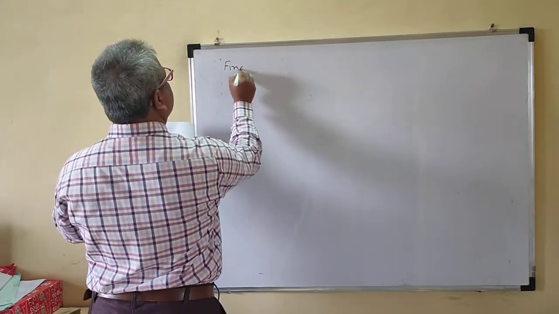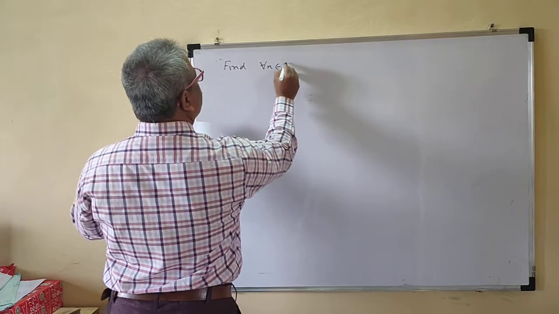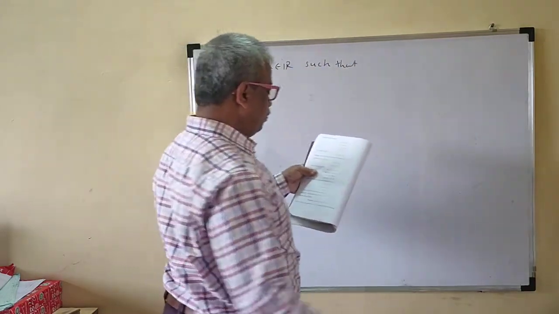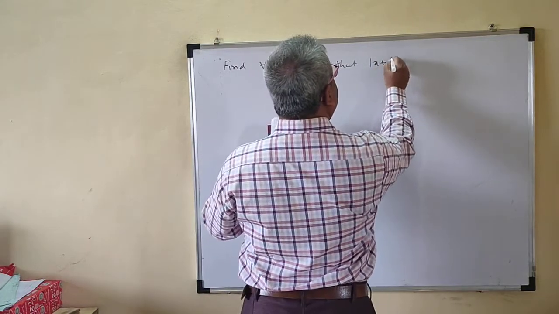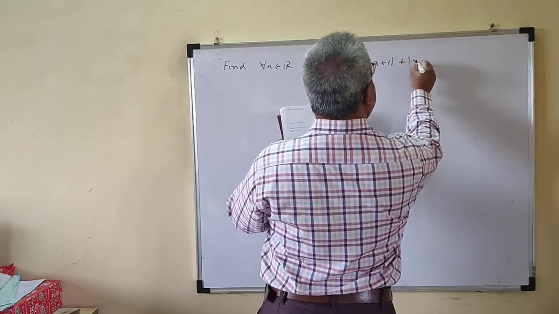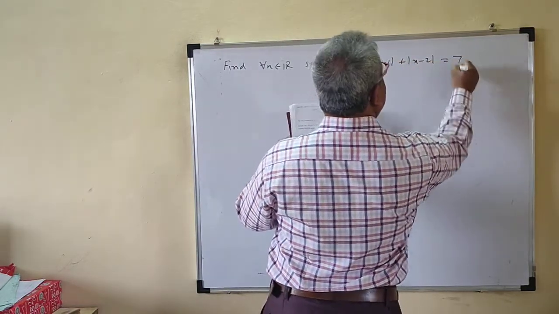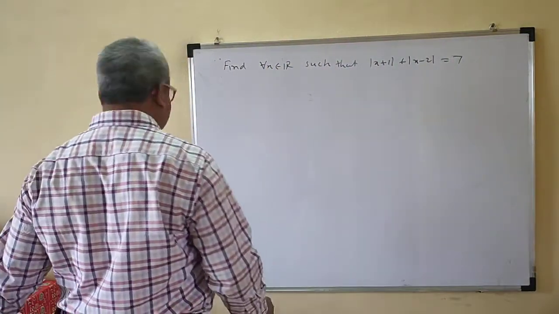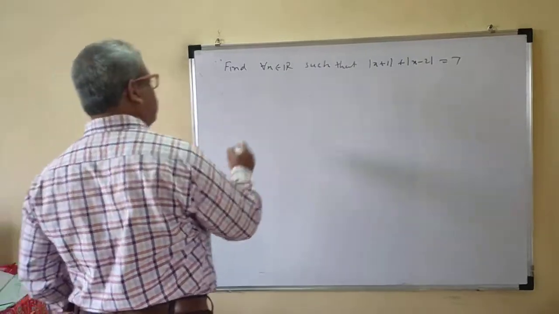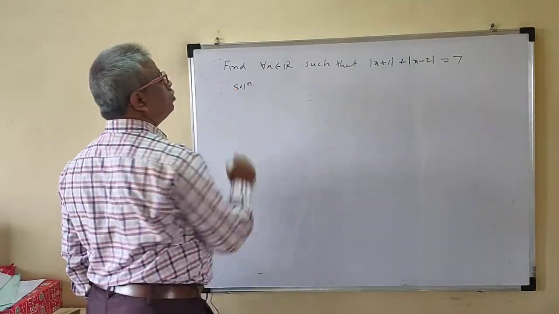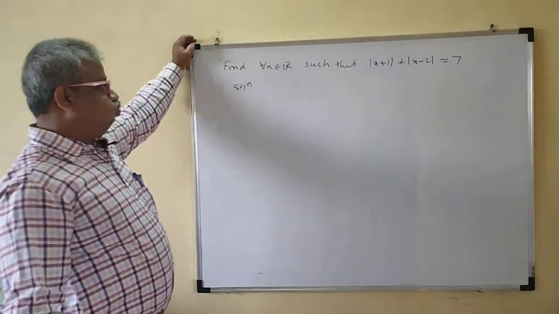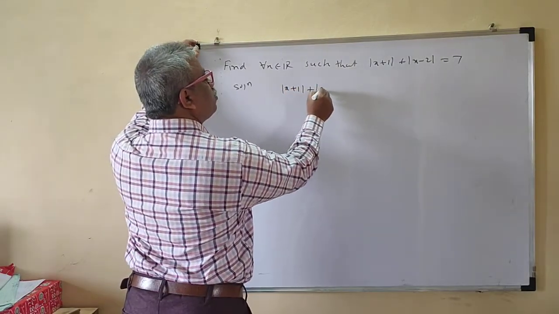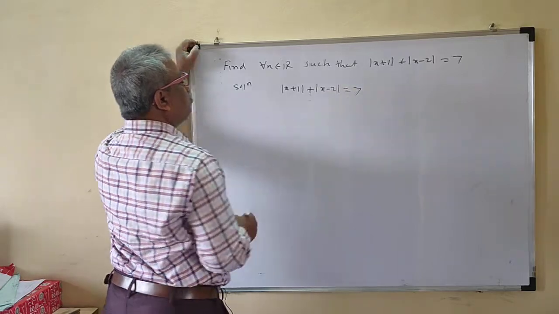Find all x belonging to R such that mod of x plus 1 plus mod of x minus 2 is equal to 7. Okay, solution.